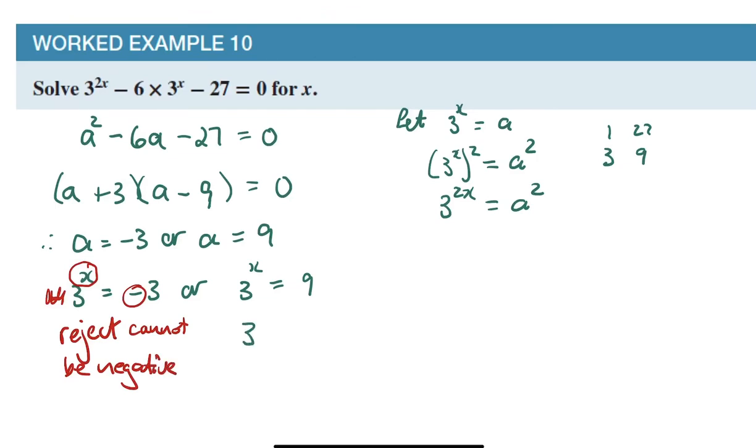3 to the power x equals 9, which is 3 squared. The moment my bases are the same, I can say therefore x equals 2.